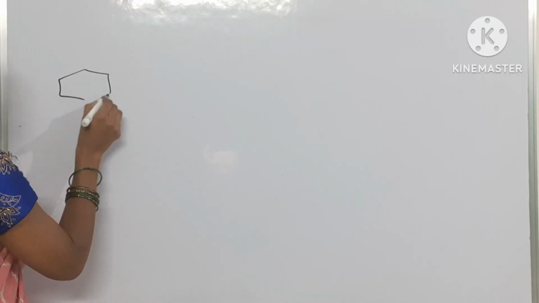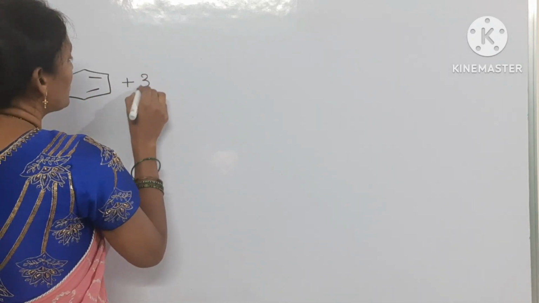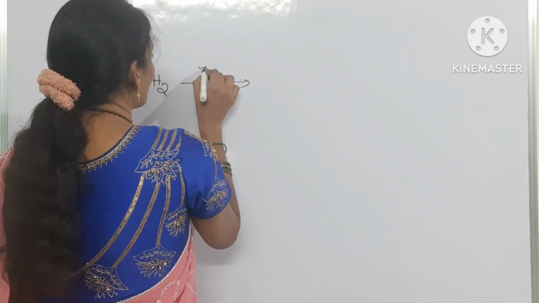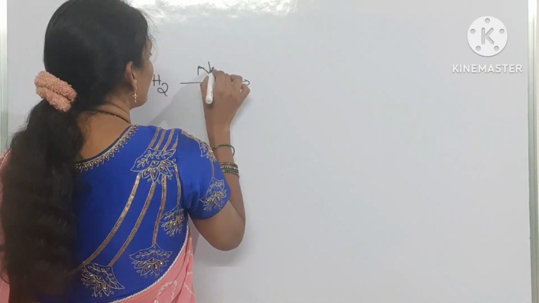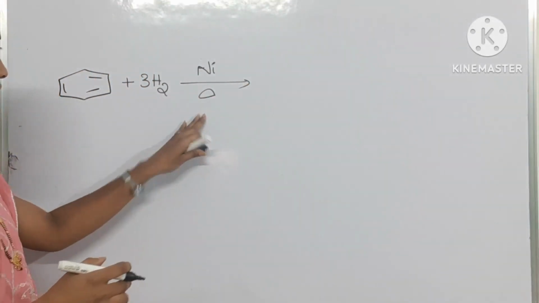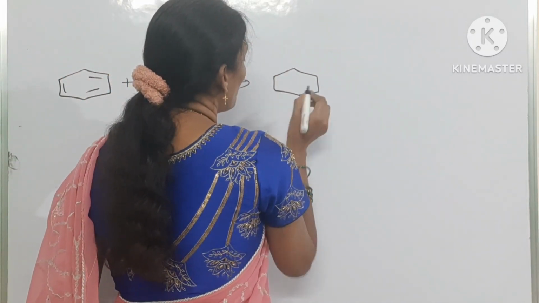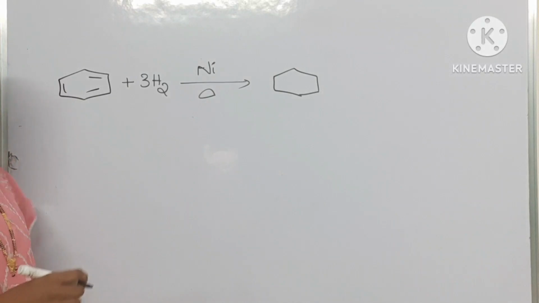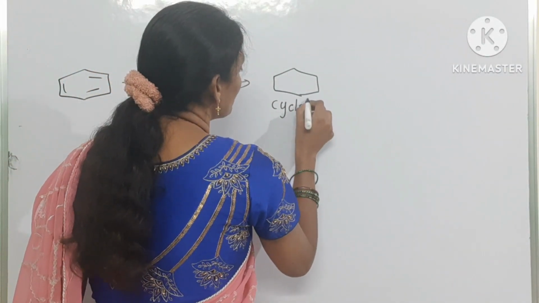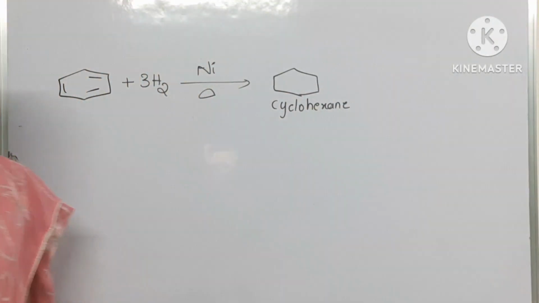This is the benzene ring. If it reacts with hydrogen, with nickel as a catalyst under high temperature or pressure, so thermal heat I am taking here, benzene becomes cyclohexane. This is the cyclohexane. All double bonds are going to be reduced here.